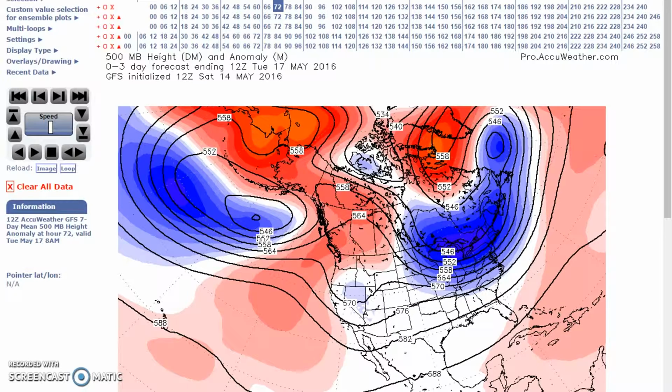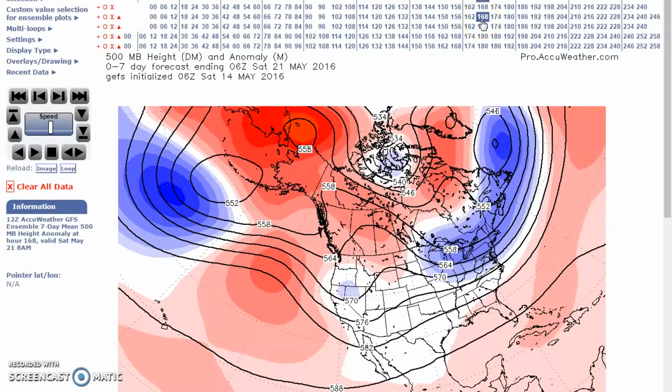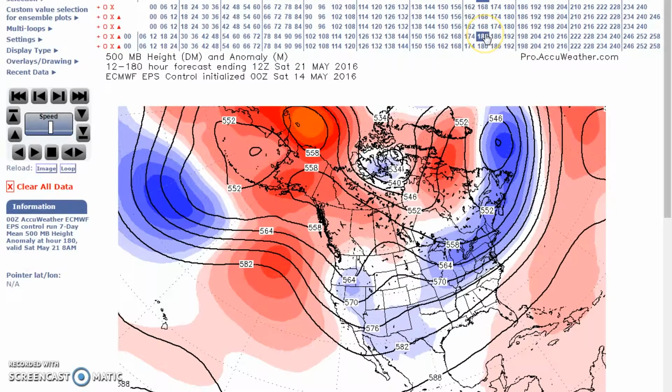We're going to go now to the end of the period. We see a little change in overall circulation. We see a trough starting to work into the western U.S. We still have our positive height anomalies here. And we look at the rest of the models. You're looking at the GFS ensembles, the Canadian, the European deterministic, and the European ensembles.